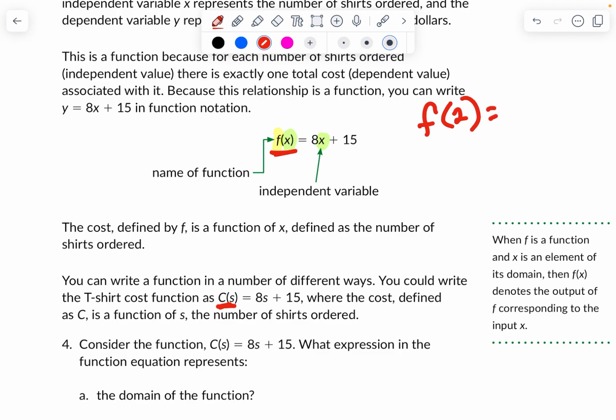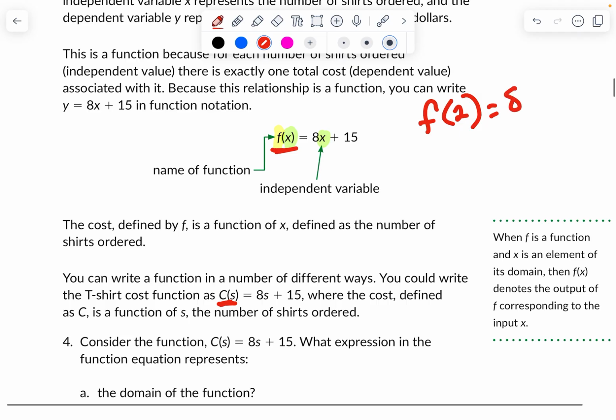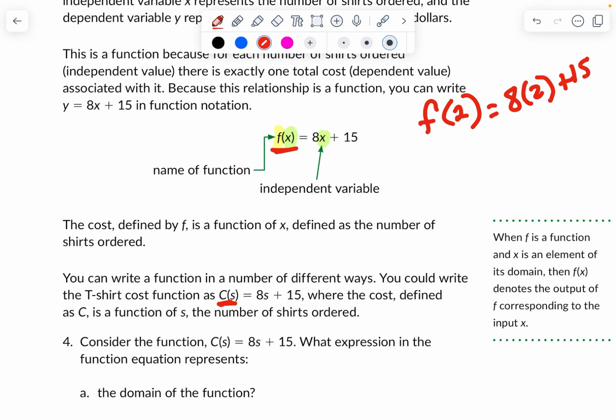So f of 2 would be 8 times 2 plus 15. That's the way a function works. It's basically a rule, and it's telling you, hey, if you'll give me an input, an x, I can tell you what the output is. So in the case that I have over here, 16 plus 15 is 31. When the input is 2, the output is 31. So I could graph this function, and I guarantee you that the point (2, 31) is on the graph.